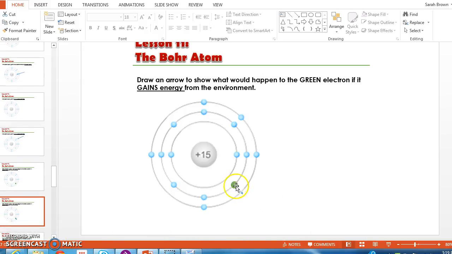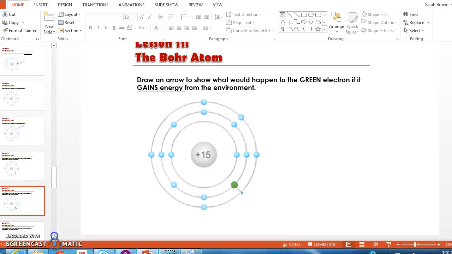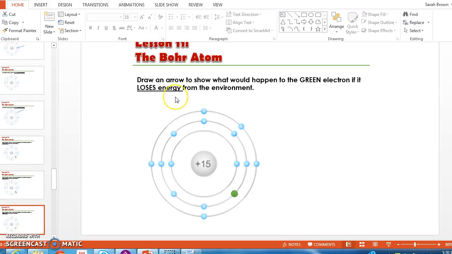This electron will move farther from the nucleus. Nice job, because if it's gaining energy, it needs to go to a higher energy orbital. So this outer orbital is higher in energy than the inner orbital. So if it gains energy, the electron will move to an outer orbital. Draw an arrow to show what would happen to the green electron if it loses energy from the environment. So what will happen to the same electron if it loses energy?